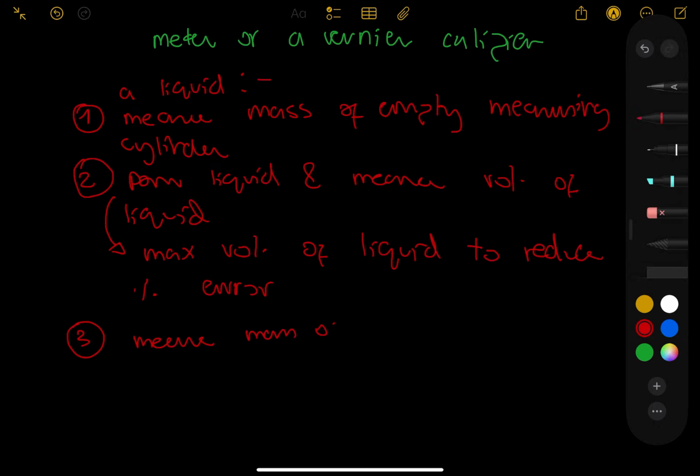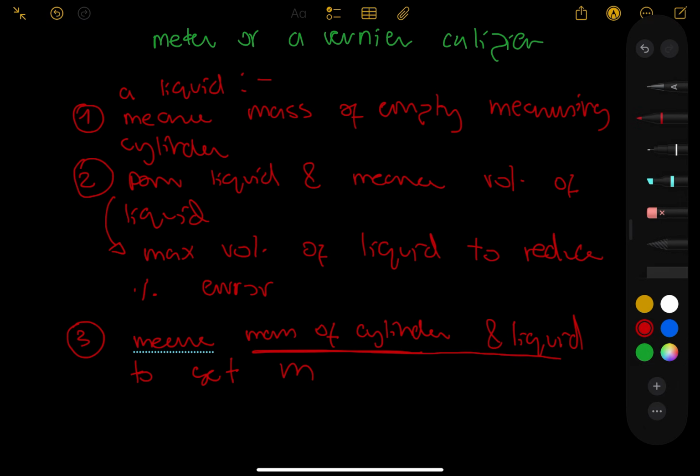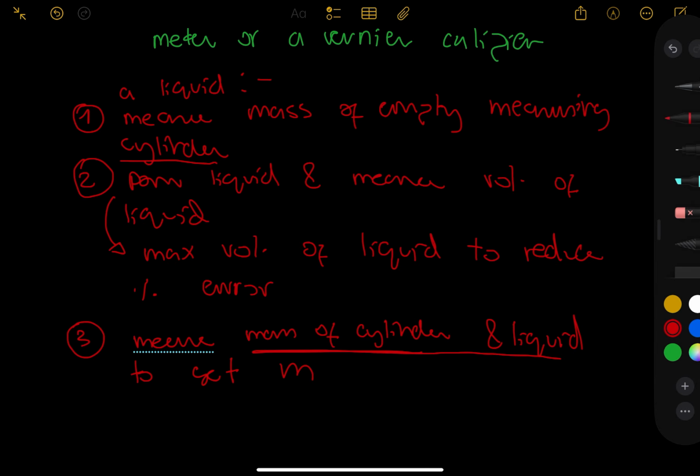Measure mass of cylinder and liquid to get m, and then you just input it. So when you're measuring the mass of your cylinder and your liquid, you obviously have to subtract the initial mass of the cylinder in order to get just the mass of the liquid itself.